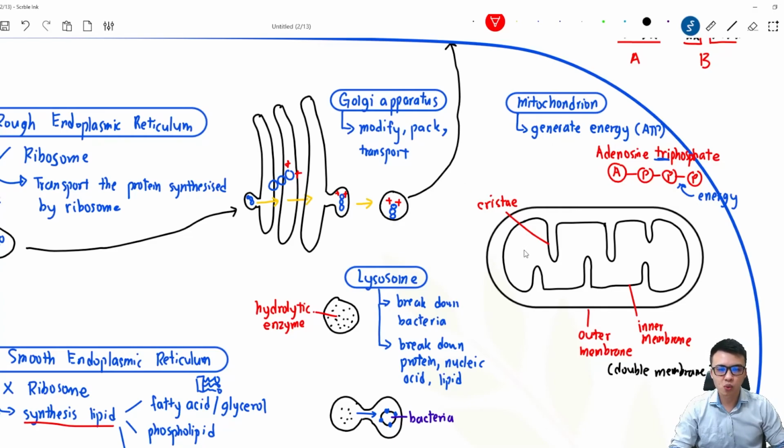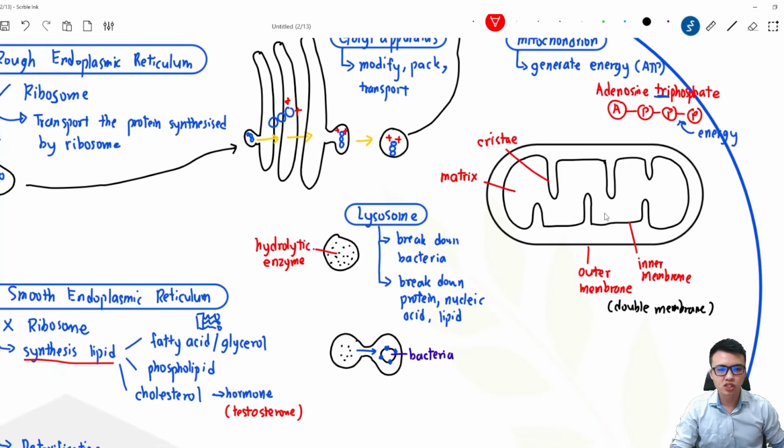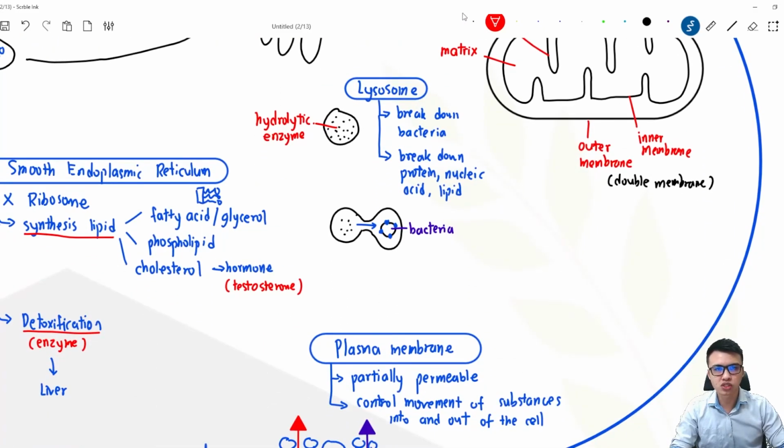Inside the mitochondrion, we do have some cytoplasm as well. But we don't call it cytoplasm, we call it the matrix. Okay, the matrix. So the cytoplasm inside is known as the matrix. Okay, guys, I think that's all you need to know about the mitochondrion. So without further ado, let's move on to the last organelle, which is so important in cell division. We call it the centrioles.